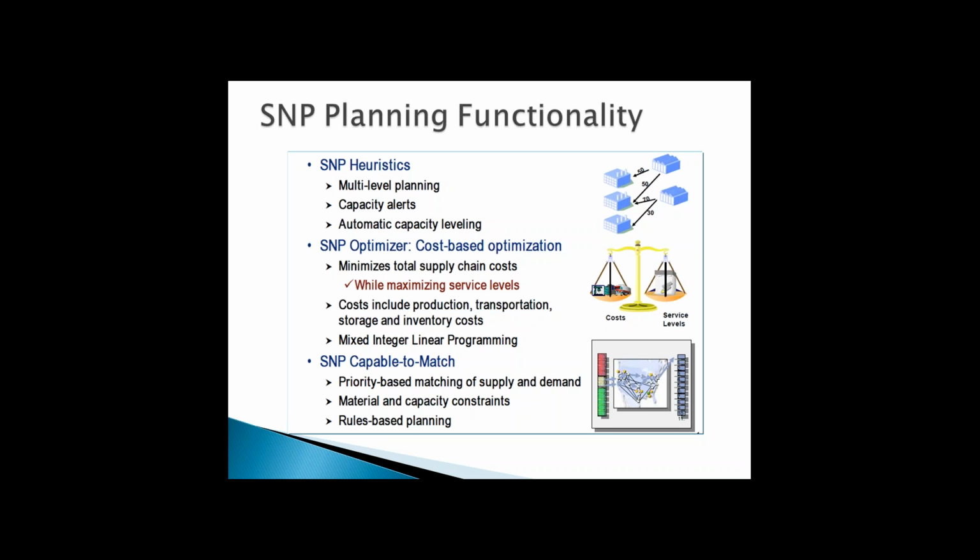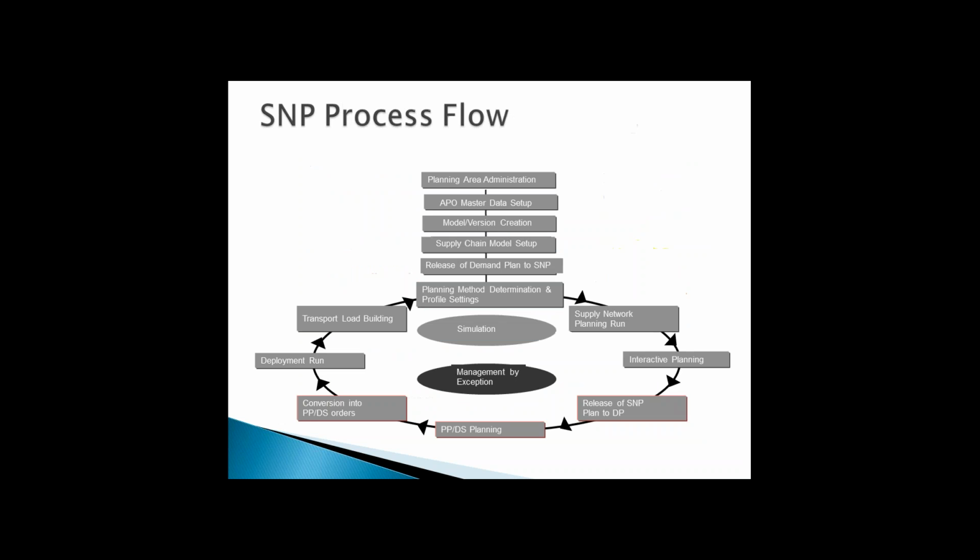Okay, good. So this is the SNP process flow. First of all, we will define the planning area like DP and APO master data setup. Nothing but the data from where master data will be coming from ECC. Am I right? Yeah. And model version creation will happen in SNP and supply chain model setup. Then release of demand plan to SNP.